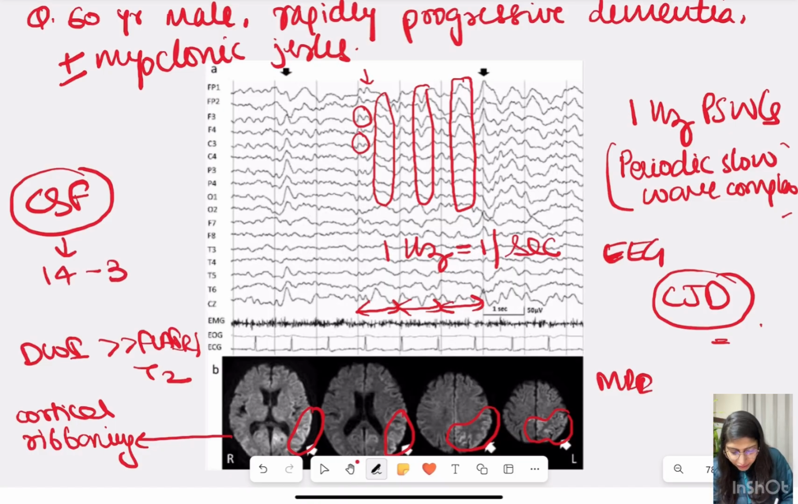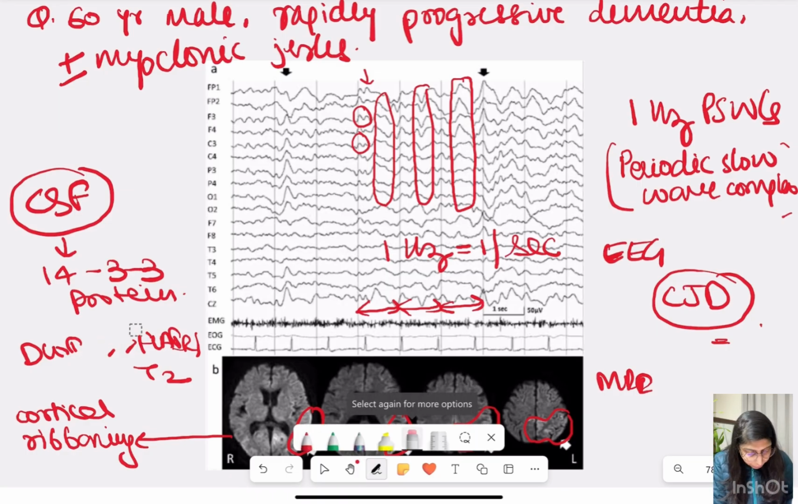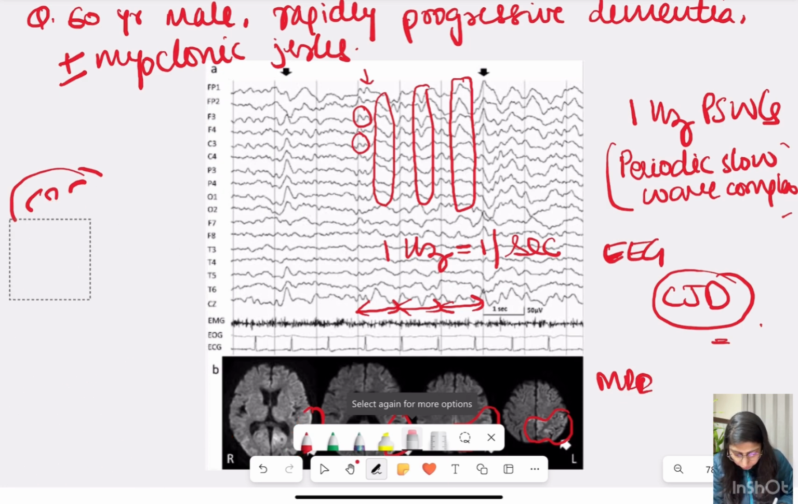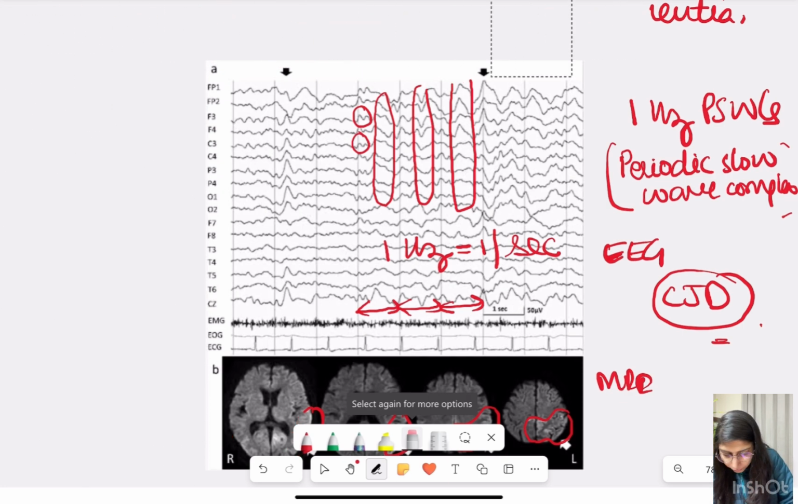And in the CSF, the answer is 14-3-3. 14-3-3 protein is tested in the CSF for Prion disease. Now I have taught you Prion diseases in much detail in another lecture, so please go through the lecture on Prion diseases. I've also mentioned all the MRI features and EEG features there in that chapter. Now moving on.